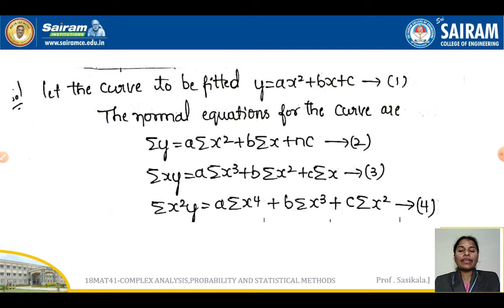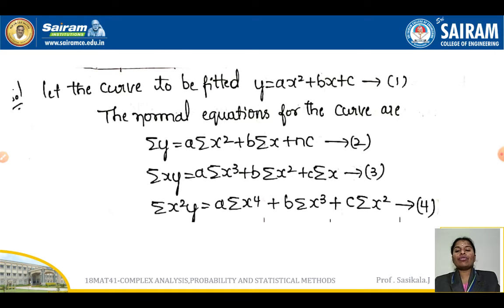The summation y is equal to a into summation x squared plus b into summation x plus nc. And then summation xy is a into summation x cube plus b into summation x squared plus c into summation x. And then summation x squared y is equal to a into summation x power 4 plus b into summation x cube plus c into summation x squared.